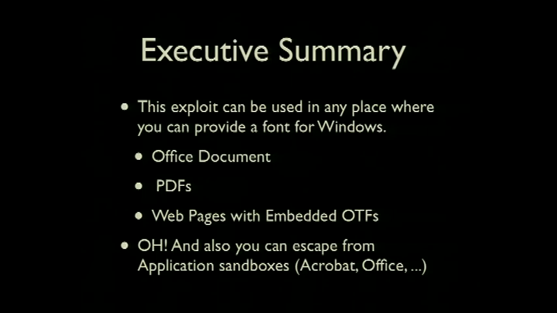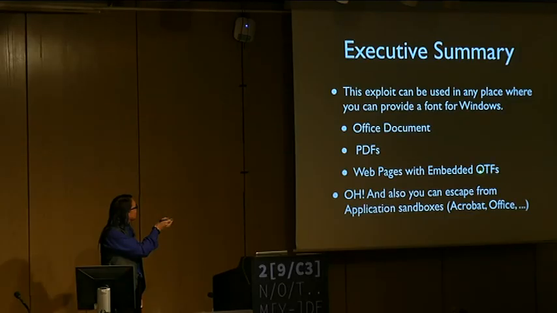So anyway, since it's an embedded font, since it's actually in the font rendering engine in the kernel, the exploit works anywhere you can put a font in Windows. So all Office documents, all PDF documents, all web pages with embedded OpenType font. There were EOT fonts actually, but yeah. This is what's actually being used by the Black Hole exploit kit and so forth these days. And the other thing is, since it takes place up in the kernel and not in user space, you can escape from user space sandboxes around Office and Adobe Acrobat and stuff.